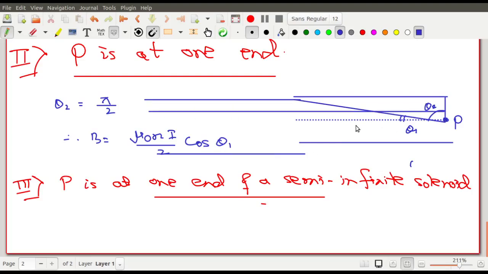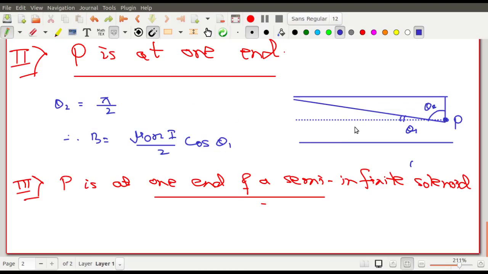So what will happen to that angle? Theta 1 tends to 0. As you are increasing this length, this theta 1 will be decreasing. So theta 1 tends to 0. Just now I discussed that as it is of infinite length, theta 1 goes to 0 and theta 2 goes to pi. But here it is semi-infinite, it means that one end is at infinity. You cannot see one end, but you can see the other end. So theta 1 tends to 0. That means B equals mu 0 ni by 2, because cos 0 is 1.